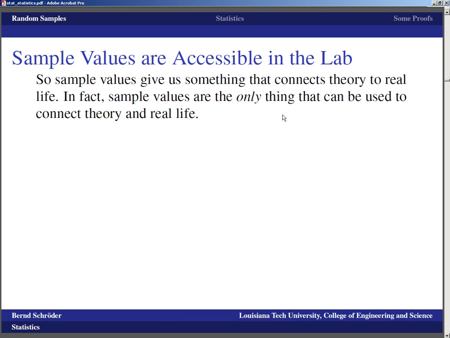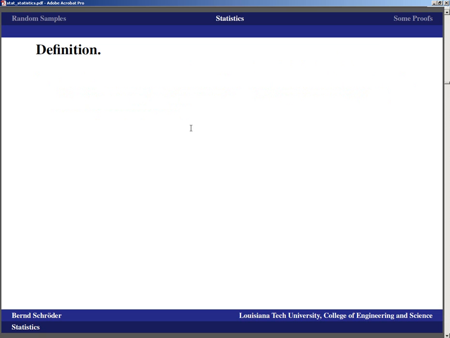And in fact, sample values are the only thing that can be used to connect theory and real life, because what else are we measuring, right? Anytime we try to understand what is happening in a process, what we do is we take a measurement. And then we digest these measurements and push them through models and things like that. But that's the only thing that really connects theory and practice, connects theory and real life.